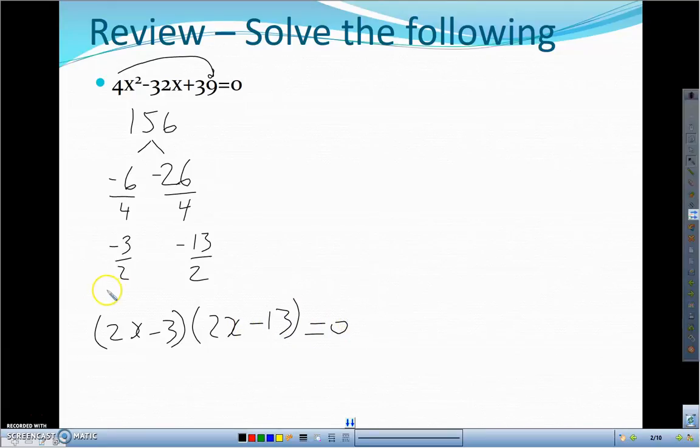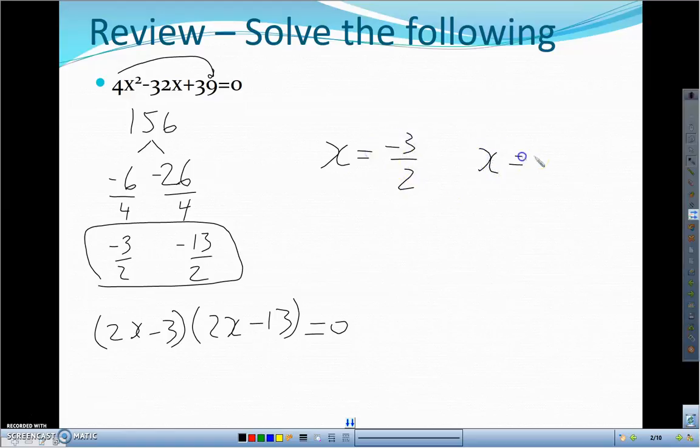And ultimately, we really don't have to do much work because our answers are right here. X is equal to minus 3 over 2, and x is equal to minus 13 over 2. And we could also write those as decimals. X is equal to minus 1.5. X is equal to minus 6.5.